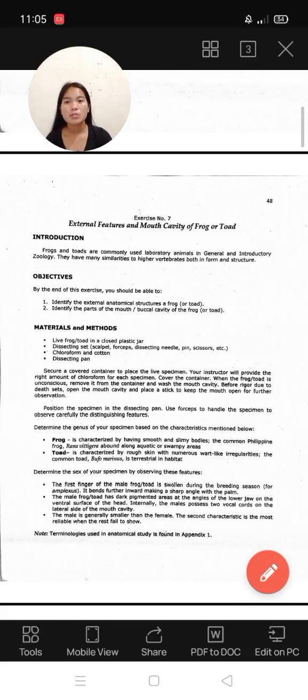Good day everyone. So today we're going to continue our discussion, exercise number 7, which is external features and mouth cavity of frog or toad. The introduction: frogs and toads are commonly used laboratory animals in general and introductory zoology. They have many similarities to higher vertebrates both in form and structure. Objectives: identify the external anatomical structures of the frog. Identify the parts of the mouth or buccal cavity of the frog.